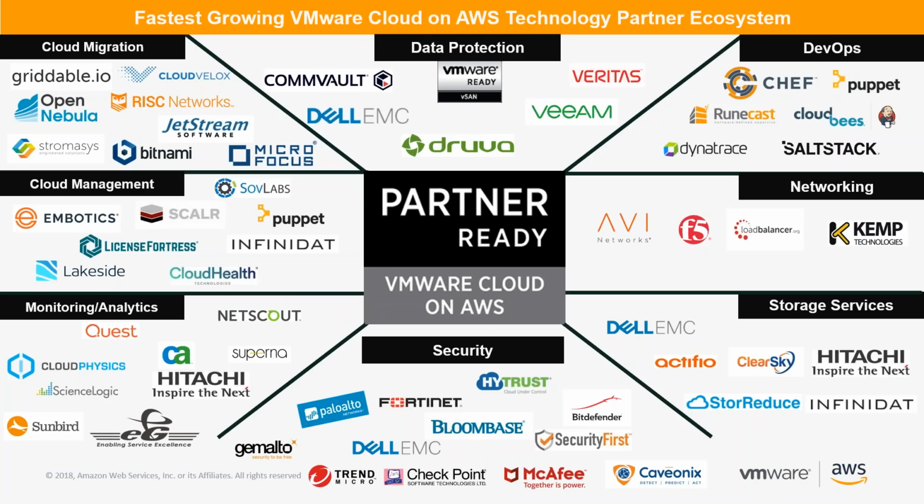And then being that the fastest growing VMware Cloud and AWS technology partner ecosystem exists, you do have multiple partners from different areas, such as cloud migration, data protection, DevOps, networking, storage services, security, monitoring, analytics, and even cloud management. There are partners ready for VMware Cloud on AWS. As you can see, this is a growing list that is expanding. You do have multiple partners that are readily available and can be utilized with VMware Cloud on AWS today.